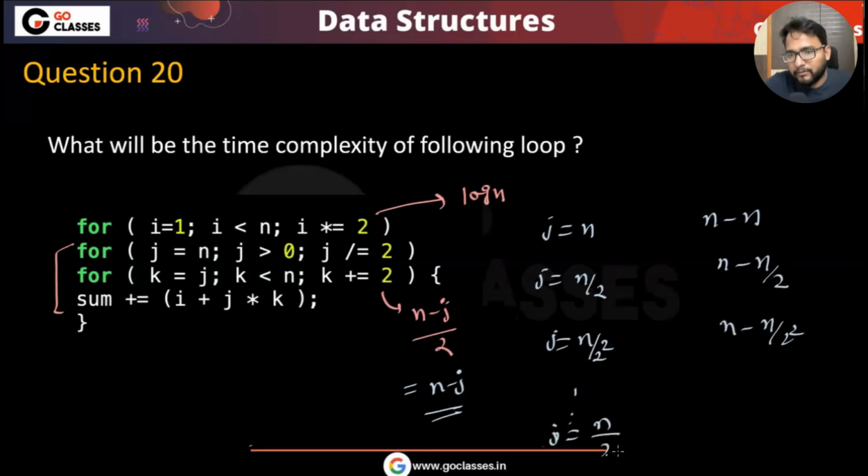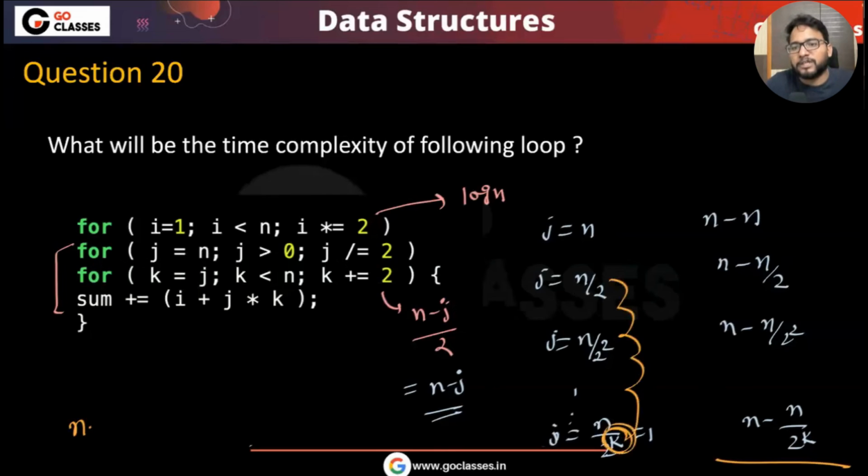Whenever it is 2, always take 2 power k, which is just 1. Then it is n minus n upon 2 power k times. That's all. Now you need to add all of this. So if you add the first term, it will be n into the number of terms. Since the number of terms are k. Why? Because this is 2 power 1, 2 power 2, 2 power 3. So these are the 2 power k, so the number of terms are k.